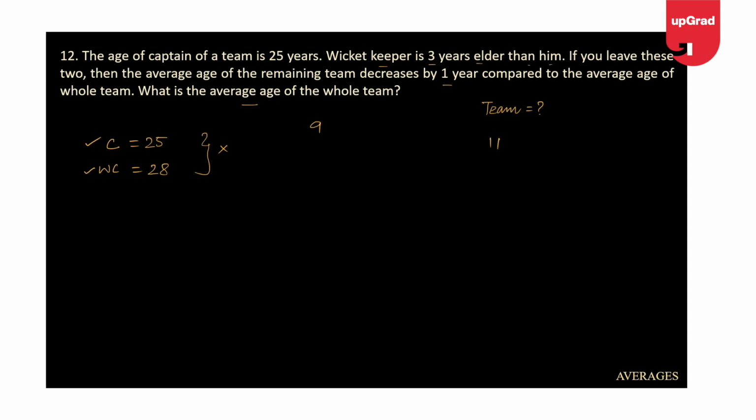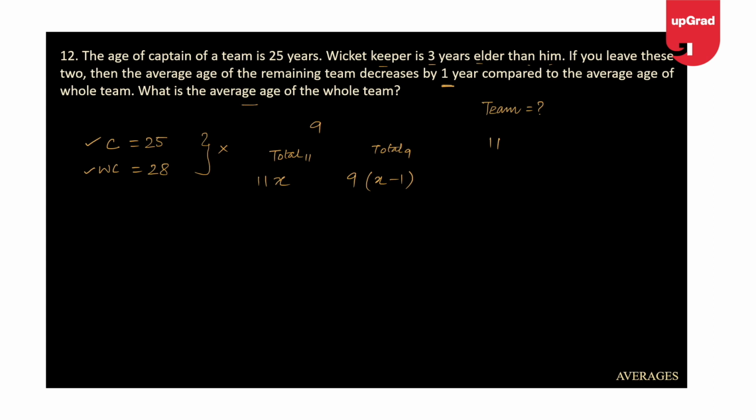9. So let me take the values now. Let's assume that my initial average was X, and therefore my total age would be 11X because there were 11 people. Now, when two players are removed, that is the captain and the wicket keeper, only 9 people are left, and the average decreases by 1 year, which means my average would become X minus 1. So the total earlier was 11X when there were 11 people, and the total now would be 9 times (X minus 1).